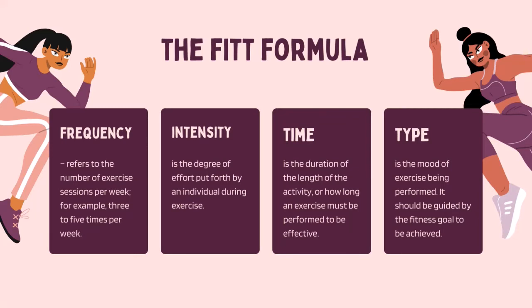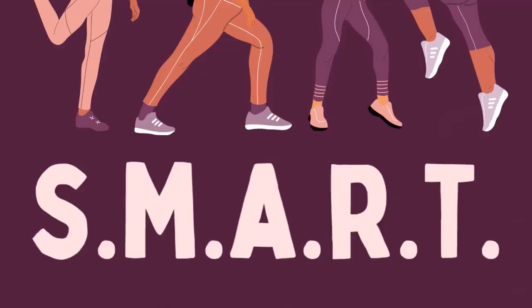Frequency means how often you do physical activity in a week. Intensity is how hard you are working while performing the activity. Time is how long you are doing the activity. And lastly, type is what type of activity you are doing.